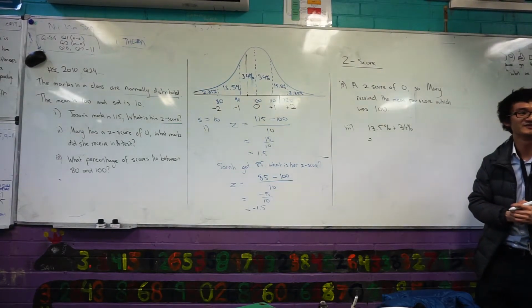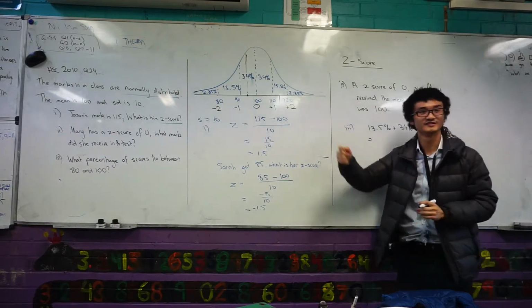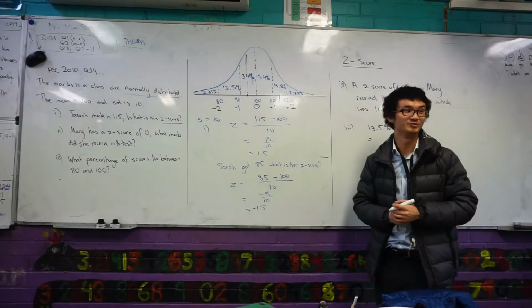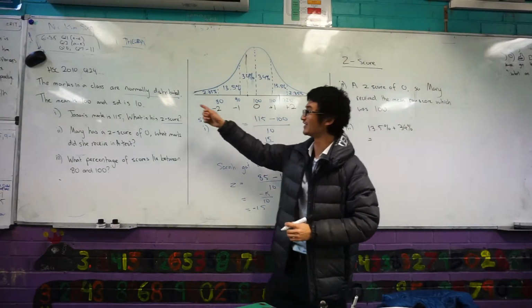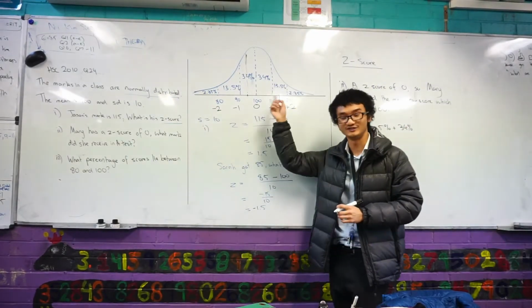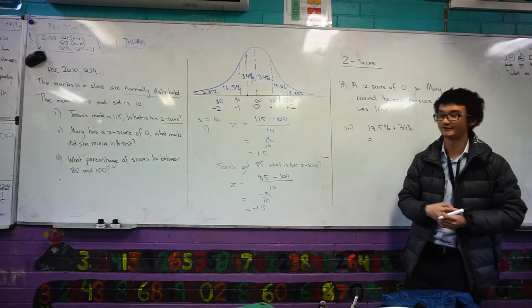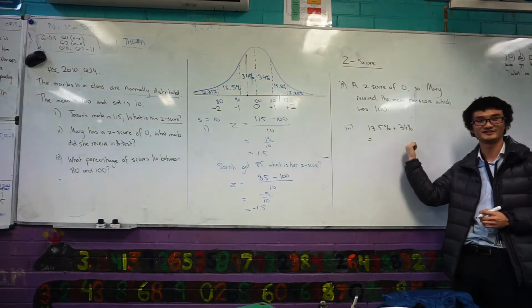I'm just wondering with that graph, is that always the same? Yes. That's the beautiful thing about the normal distribution. It works for all of them. If the question says normally distributed, that means it is always this bell shape. Okay. So what's my percentage?